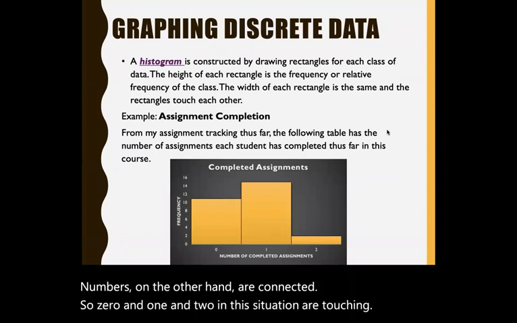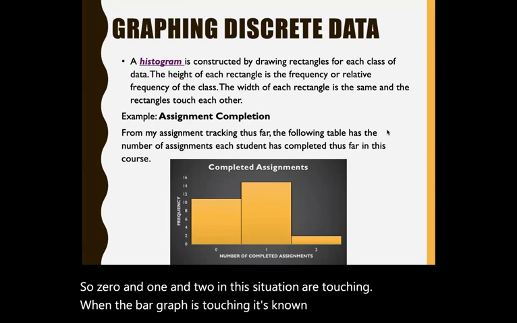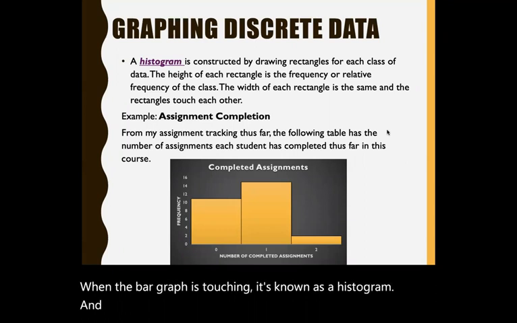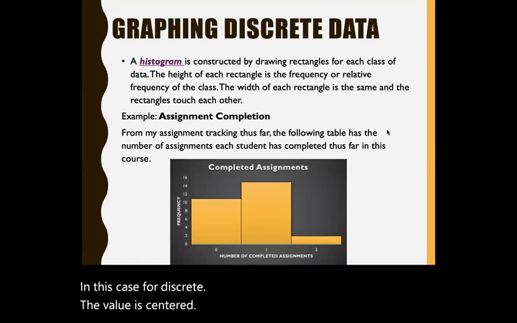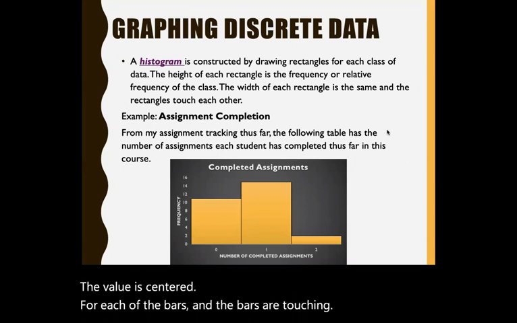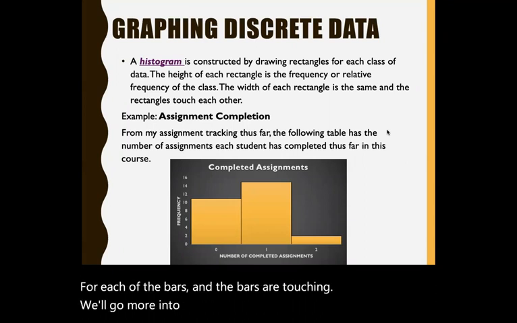When the bar graph is touching, it's known as a histogram. And histograms are used for numeric data. In this case, for discrete, the value is centered for each of the bars, and the bars are touching. We'll go more into developing histograms and determining bins in a moment.